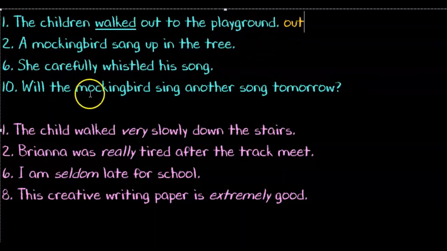Now, number 2, a mockingbird sang up in the tree. What is our verb? What word shows action? Sang. That's something we can do. That's something the mockingbird did. Okay? Now, what word tells us more about sang? Where did the mockingbird sing? Up. Okay? Up tells us more about sang.